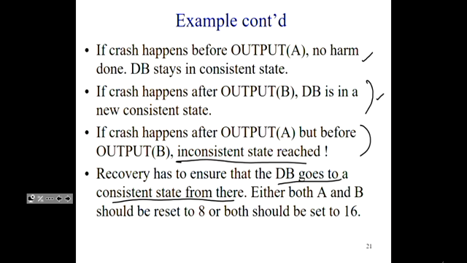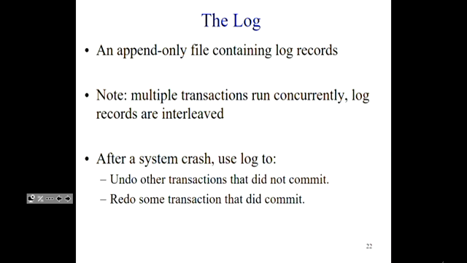From there, either both A and B should be reset to 8 or both of them should be set to 16. Okay, so you want it to go from that point where you have this inconsistent state to either both A and B being set to 8 or both of them being set to 16. Right? Any questions about this stuff? Okay. Right.